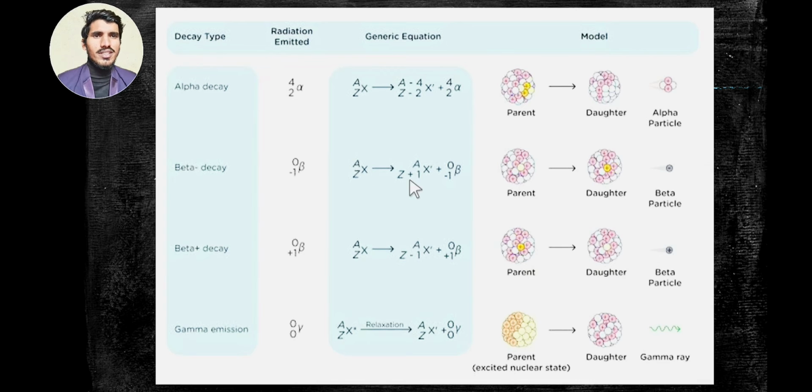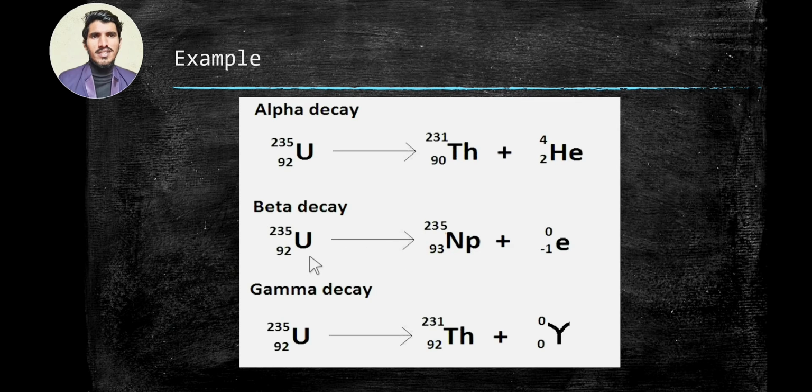So the atomic number should increase by 1. So Z plus 1. Okay, since the number of protons is increased in the product, as I have told you earlier that the neutron has converted to protons, so increasing the number of protons means the atomic number is increased by plus 1. Okay, so here as you can see the atomic number is increased by plus 1 and I have a negative beta particle. Okay, so I am going to explain this with an example.